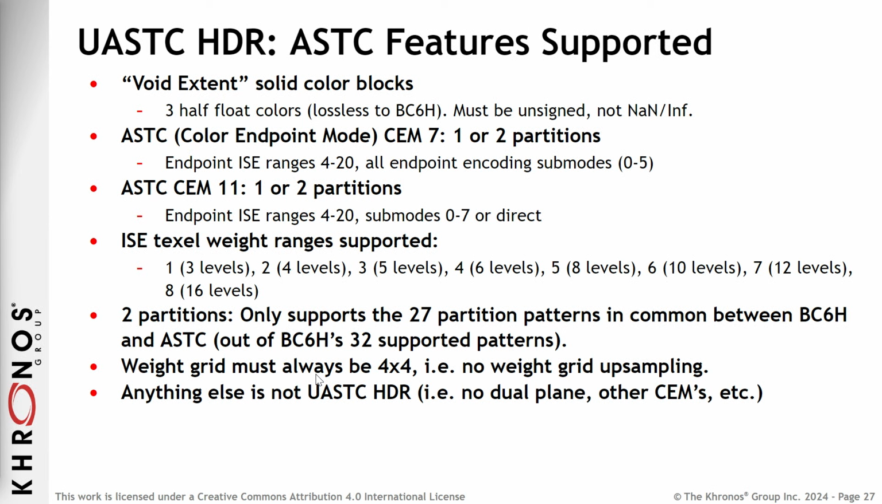We're supporting a whole bunch of different quantization modes in ASTC. The good news is that BC6H only supports 32 partition patterns, so we can support 27 out of those 32 that are in common with ASTC. And we've removed upsampled weight grids. We don't think that adds enough quality to justify the extra complexity. So basically, any existing ASTC encoder can be modified fairly simply to encode to this format. And just want to remind you that because this is ASTC data, on mobile there is no transcoding at all.